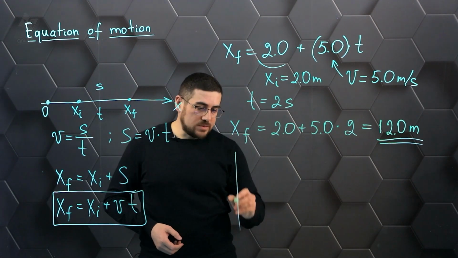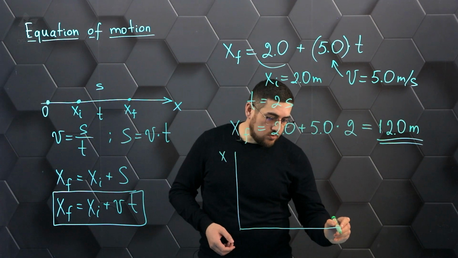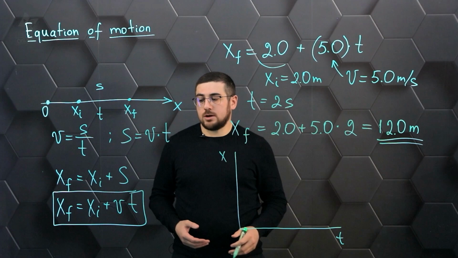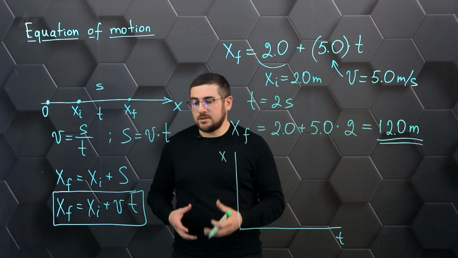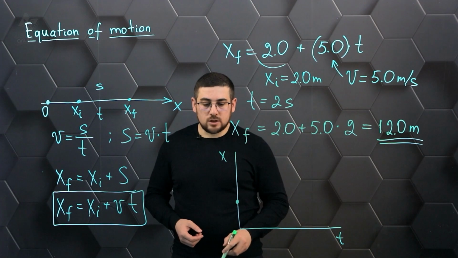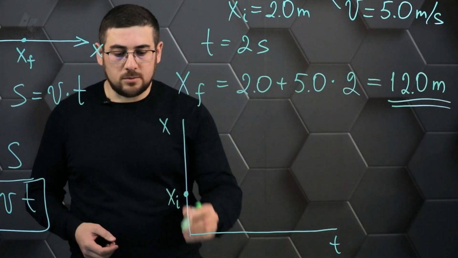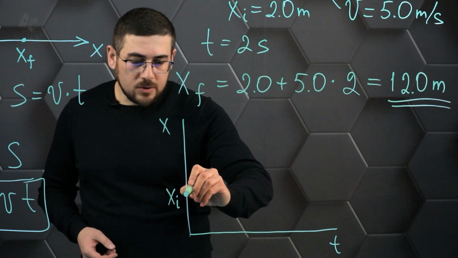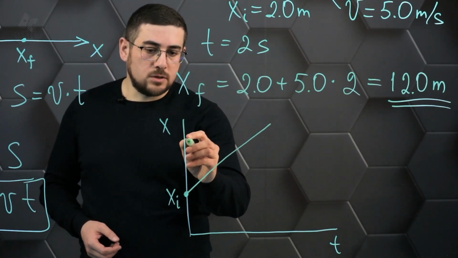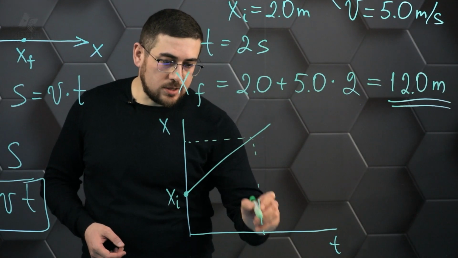So the graphical dependence of the coordinate of the body, when an object moves in a straight line, will appear as a straight line on a graph. This means that there is an initial point at a specific coordinate x initial. As time passes, the coordinate will increase. Let's assume that at some point in time t, the final coordinate value is reached. This progression can be observed on a graph in which time is plotted on the x-axis and the coordinate is plotted on the y-axis.